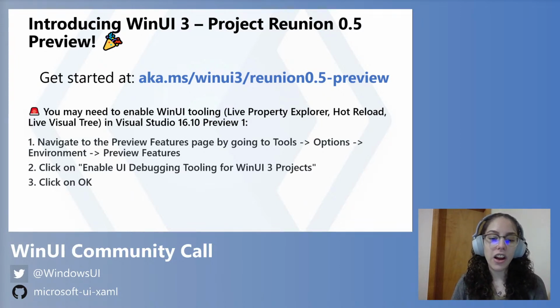One thing that you may need to do is enable WinUI 3 tooling. This includes things like Live Property Explorer, Hot Reload, and Live Visual Tree. If you're using Visual Studio 16.10, if you're using a preview version, then you will need to go ahead and enable this tooling. The instructions are up here. There's also an issue on our GitHub repo with those instructions in case you miss it here. Just make sure that you enable tooling because it's super helpful when you're building your app, and it's great stuff you don't want to miss out on.